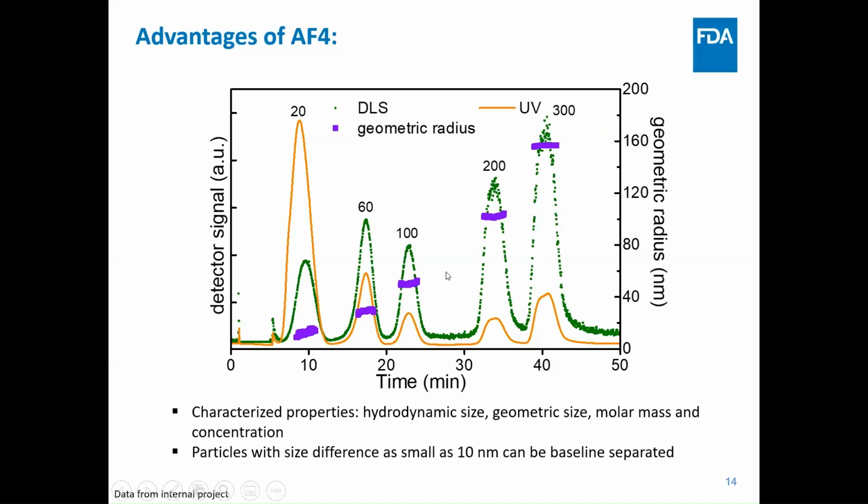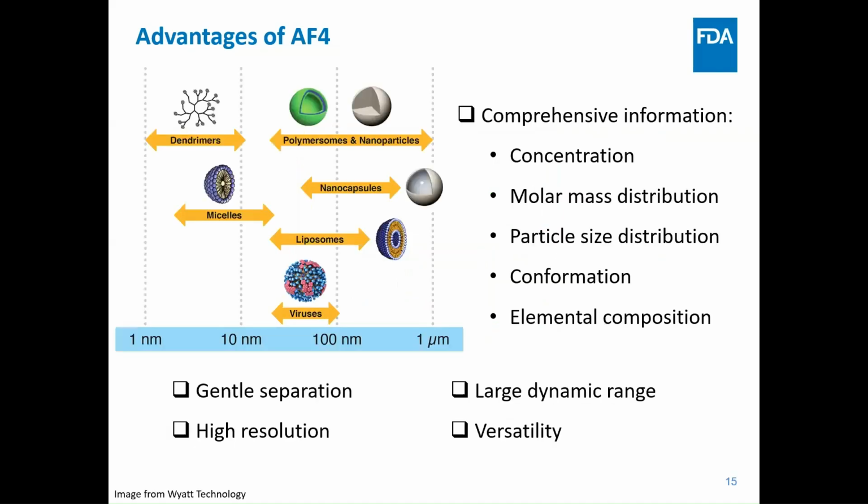When the particles are finally eluted from the outlet and pass through a series of online detectors, we obtain something like this, where you have peaks for each size fraction, and we have particle size information and concentration information. AF4 has a very high resolution. Particles with a smaller size difference can be almost baseline separated. AF4 is actually a quite versatile technique.